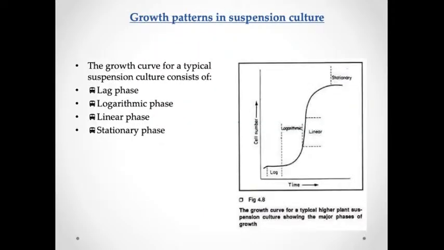To achieve an ideal suspension culture, most commonly friable callus is transferred to the liquid medium where it breaks up and readily disperses. So in suspension culture you have your lag phase first of all, then you have a logarithmic phase, then you have a linear phase for some time, then you have a stationary phase. This is the growth curve that is happening in your cell suspension culture. Remember that.